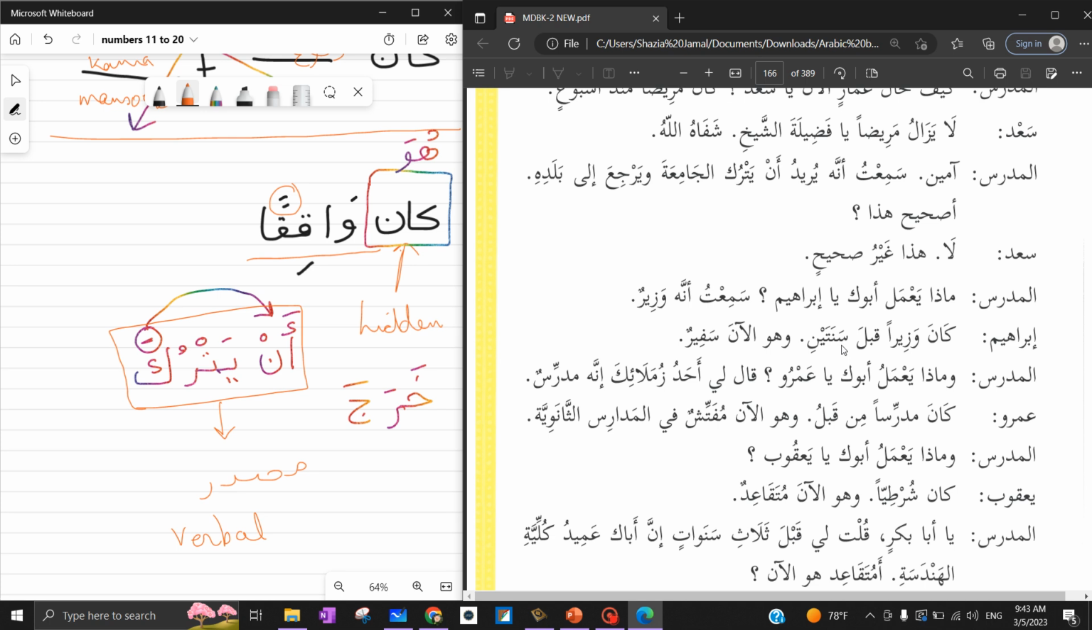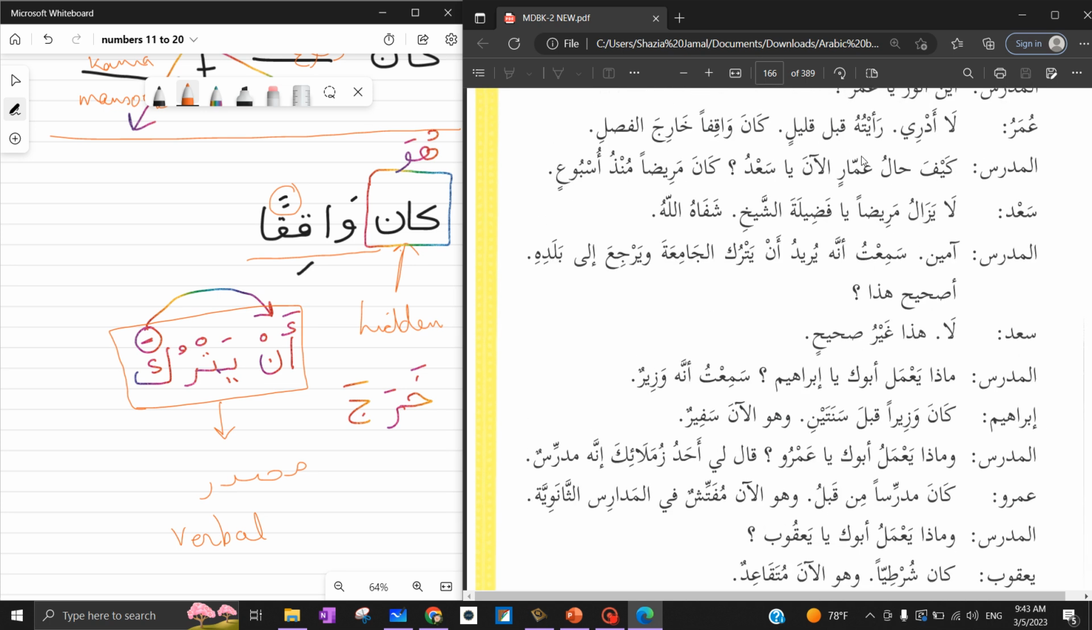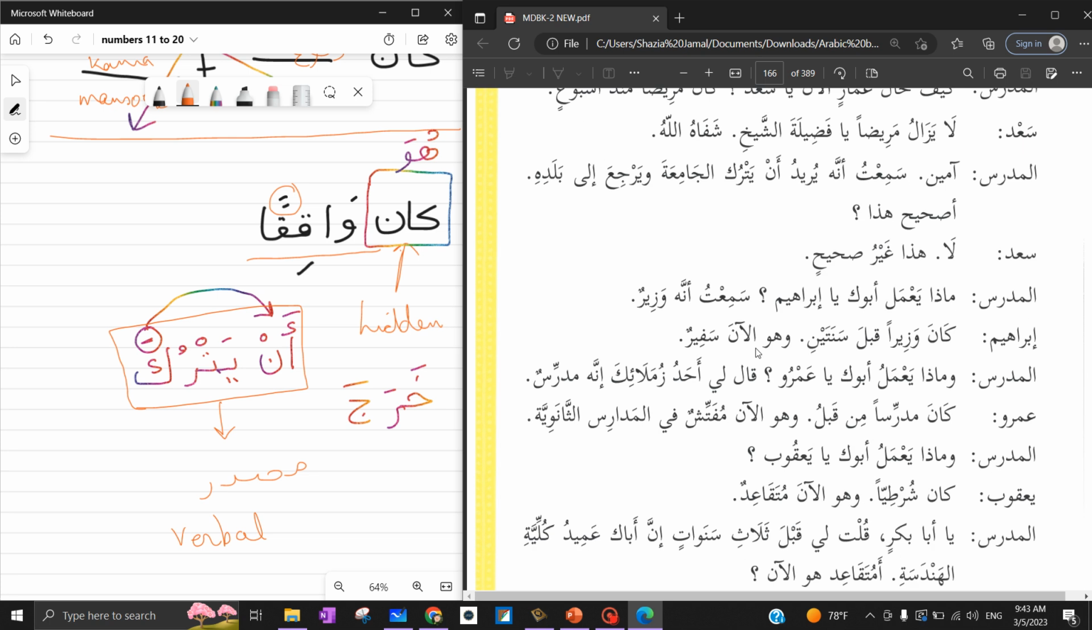Then Ibrahim says, Kana waziran, he was a minister. Qabla sanatain. Now this is also zarf and this is coming as mudaf ilay. So this is also a short phrase. How many phrases did we come across right now? Qabla qalilin, mundu usbu'in. Now qabla sanatain. Sanatain means it is in dual, 2 years. Qabla means before 2 years he was a minister. Wahuwa al-an, and now he is a safir. Safir means ambassador.